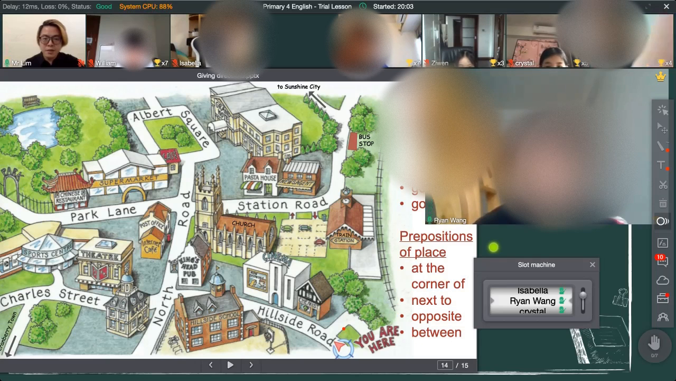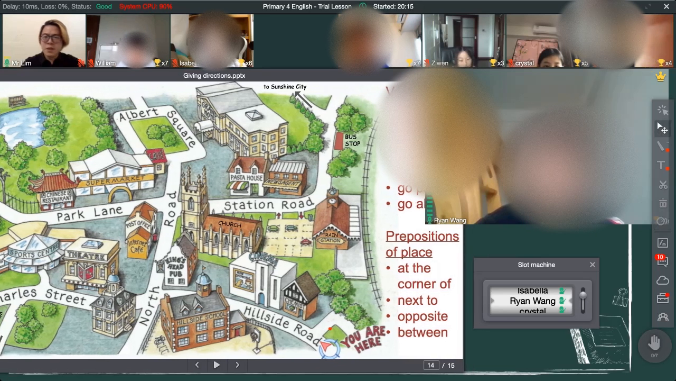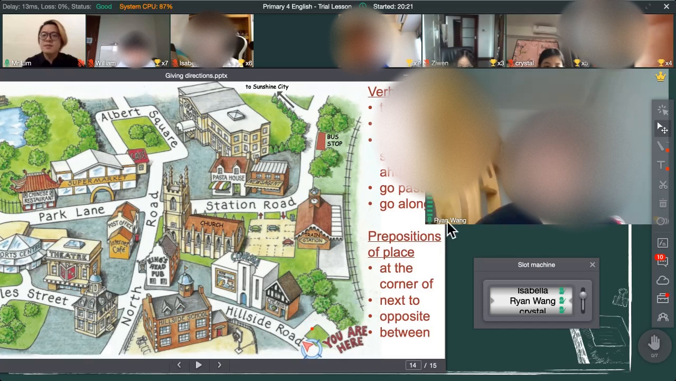You are here. Okay. So go straight all the way to North Road, you turn right. Until you see the park, you go right again. And keep on going forward until you see the church, which is at your right. You go left again to the pasta house, which is there.